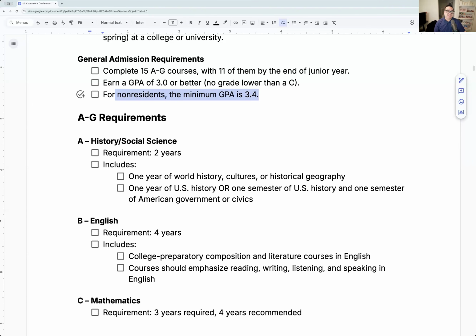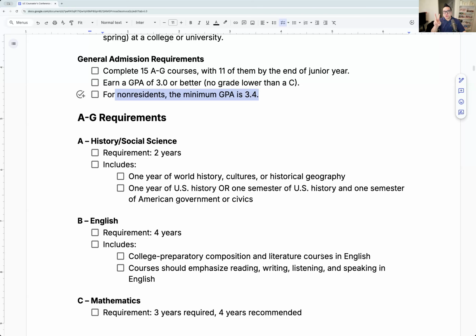If you are in California, so here's a little caveat. If you're in California, this is the high school graduation requirement. So if you are in California, you're pretty much good to go because that's the same thing. If you're not from California or you go to a private school, charter school that doesn't follow the exact rules, then just make sure that you hit this along the way, right?